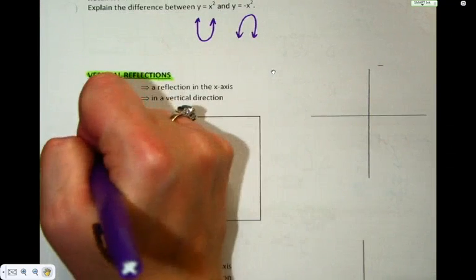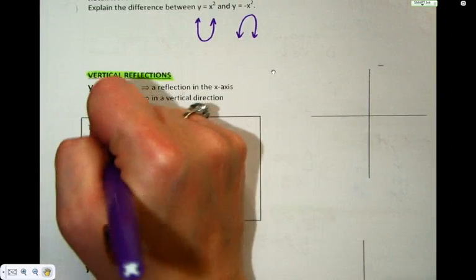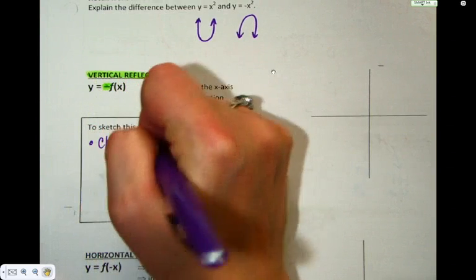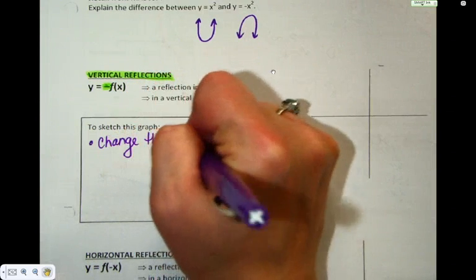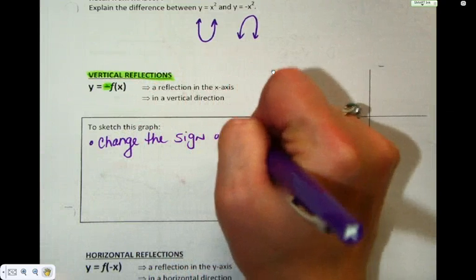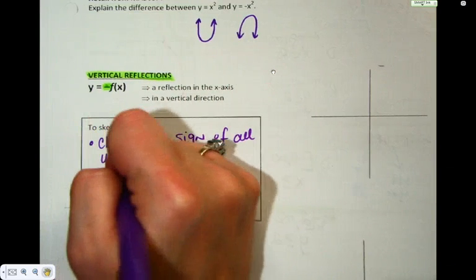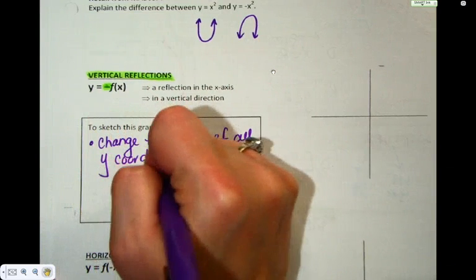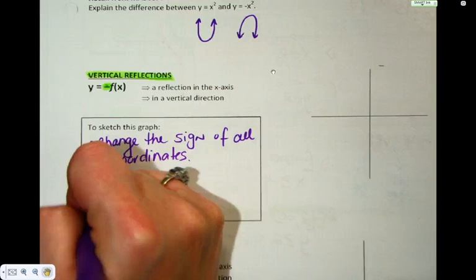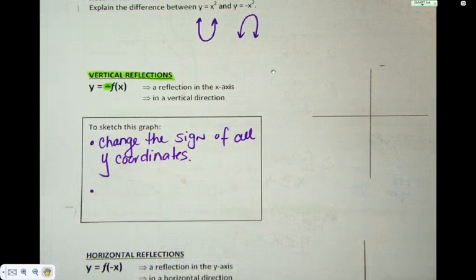How do we graph it? First, for the wordy people, we change the sign of all y coordinates. Change the sign of all y coordinates.